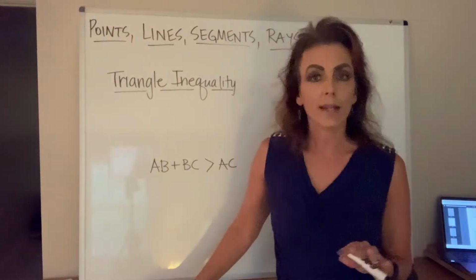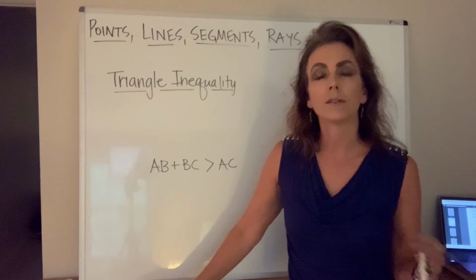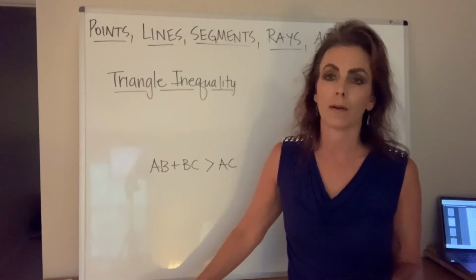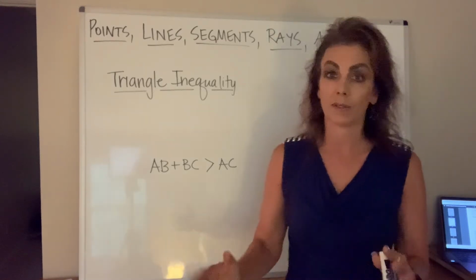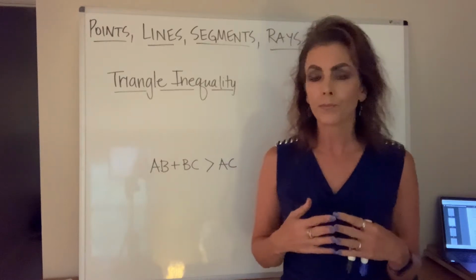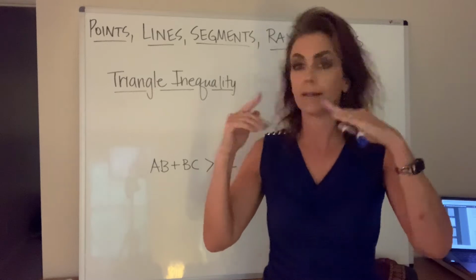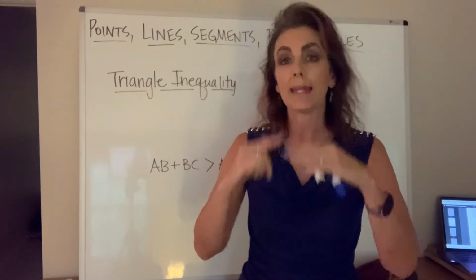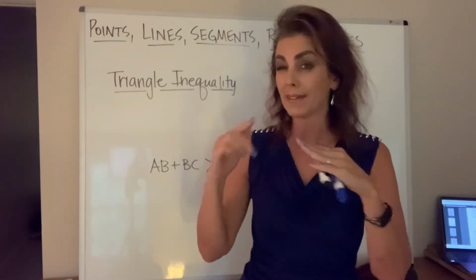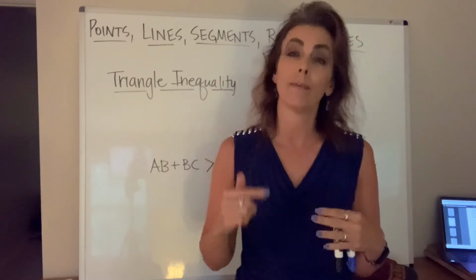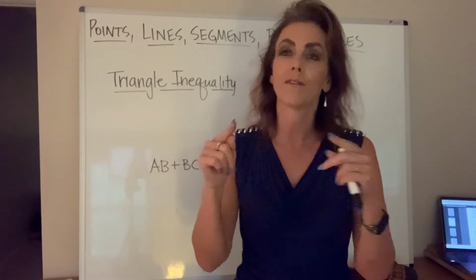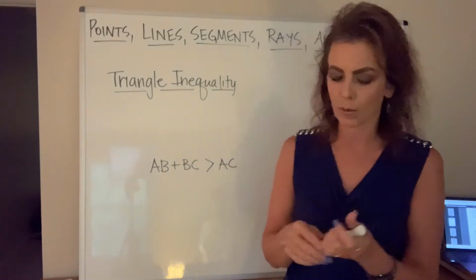Okay, the next thing we're going to talk about now is the Triangle Inequality Theorem. The Triangle Inequality Theorem says, if I create a triangle, then if I add 2 of the sides of the triangle, and it doesn't matter which 2, any 2 sides of that triangle, if I add the distances between them, it has got to be greater than the length of the third side, okay? So let's look at that.